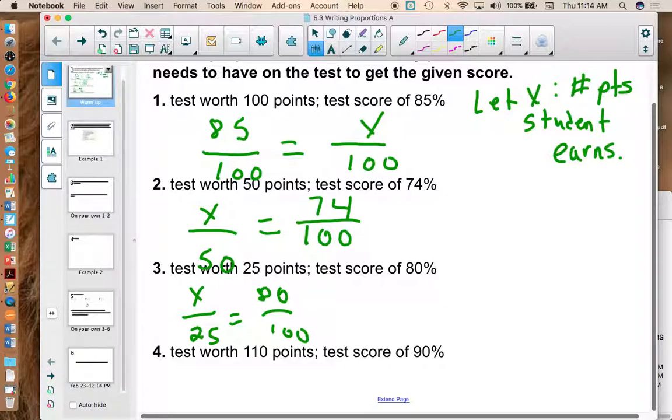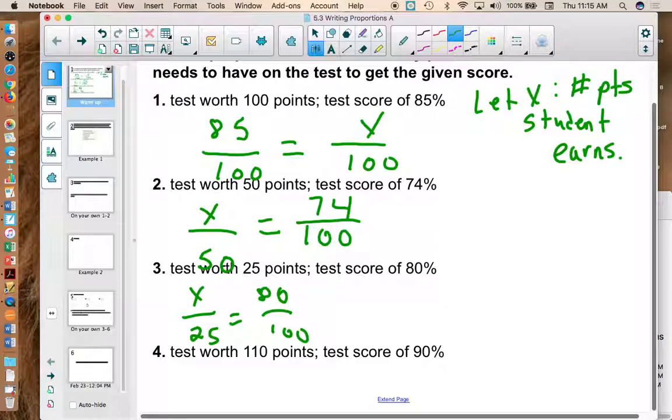Wait, well, I was asking if I needed to ask. Oh, you needed to ask a question. So if you were writing it as a ratio, for example number 20 on number 3, would you do 25 to x or x to 25 if you were just writing it as a ratio and not a fraction?